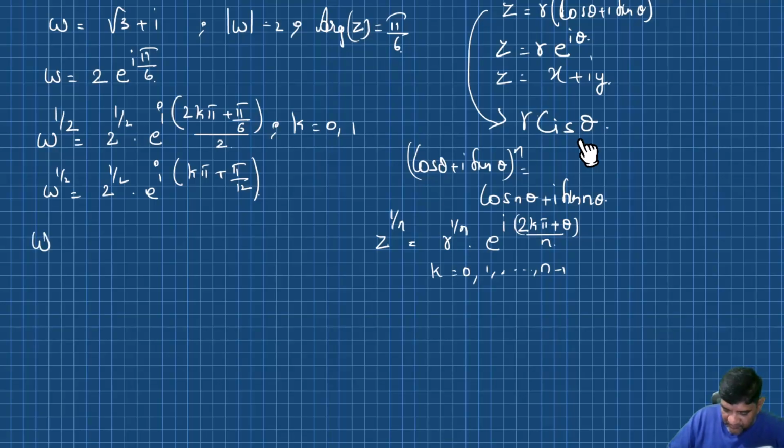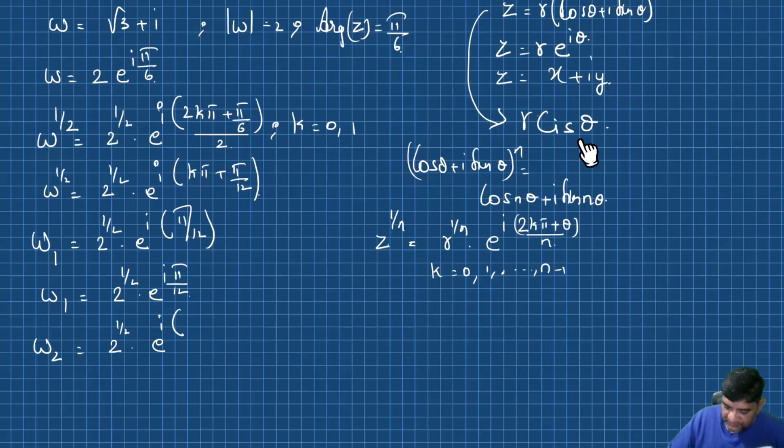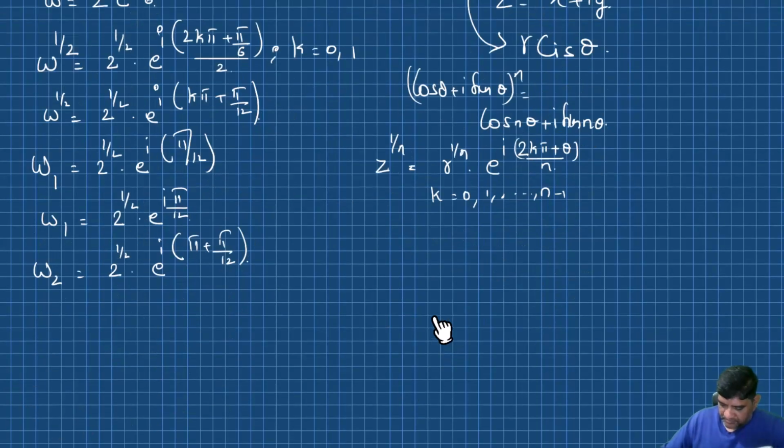So let's find out the first one, which is when k is equal to 0. 2 to the power 1 over 2 into e to the power of i. 0 into pi is going to be simply a 0, so this is going to be a pi by 12. So the complex number w, the first root, is going to be e to the power of i pi by 12. What about the second root? The second root is 2 to the power 1 over 2 into e to the power of i (kπ, which is 1 pi, plus π/12). So the second root is 2 to the power 1 over 2 into e to the power of i 13π/12.